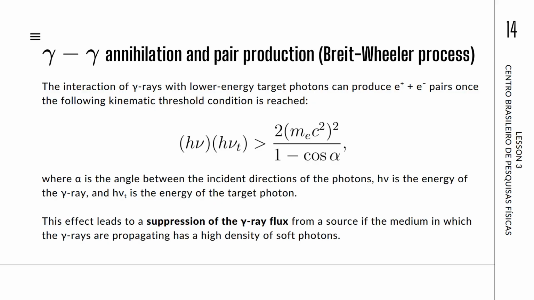Okay, and there are these factors here that depend on the incoming angle of this interaction and also on the conservation of momentum. And the final effect is a suppression of the gamma ray flux above a certain gamma ray energy.